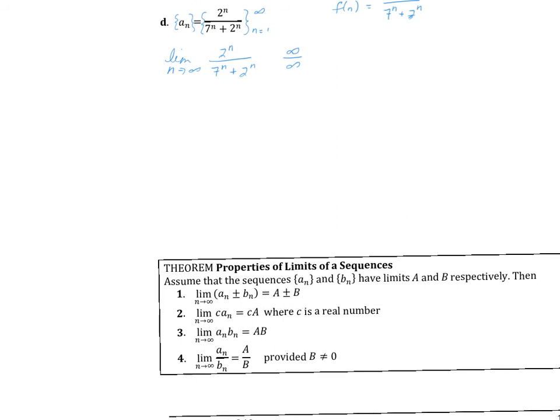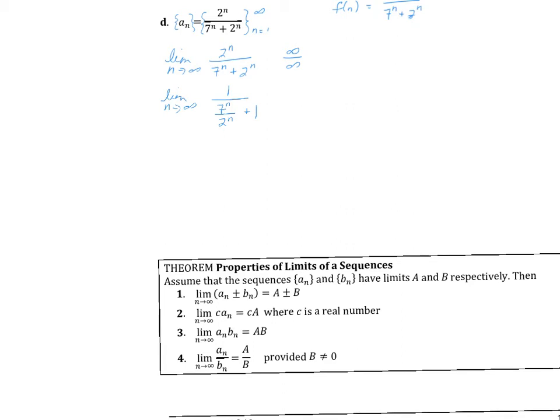I don't want to do L'Hopital's because notice that when I take the derivative, it involves logs. So instead what I notice is that I have a 2 to the n in the numerator and denominator. So algebraically what I can do is simply divide everything by 2 to the n to get 1 over 7 to the n over 2 to the n plus 1.